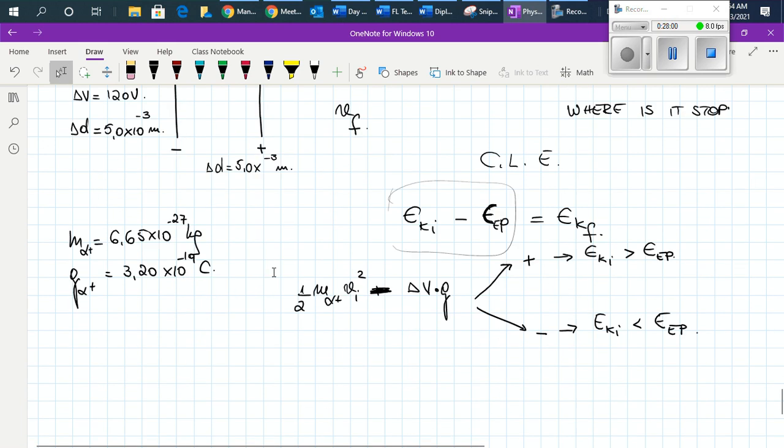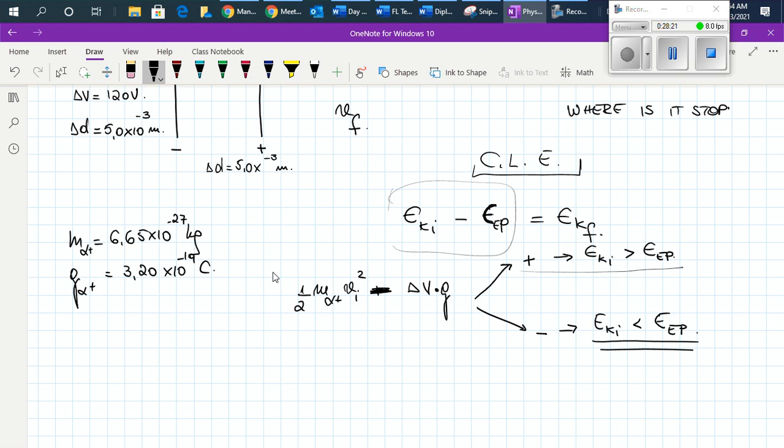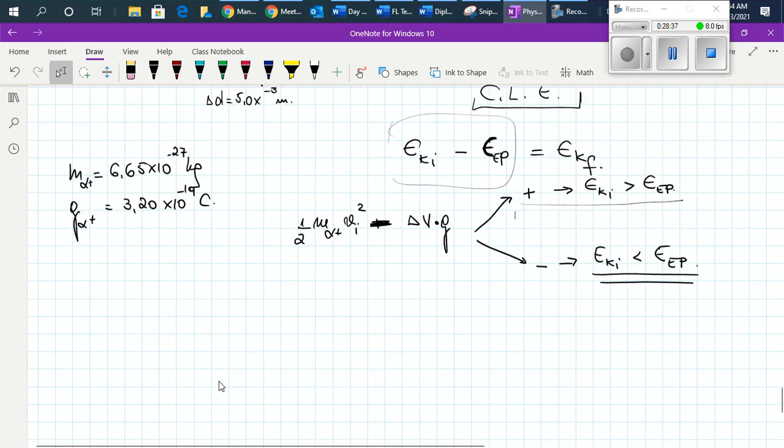Okay, does it make sense? So the negative number on the left side of the conservation law of energy is telling us that the particle will not reach the other plate. And if it is positive, that means that you have enough kinetic energy to overpass the resistance that the electric potential energy is having. Okay, so let's do the calculations here.